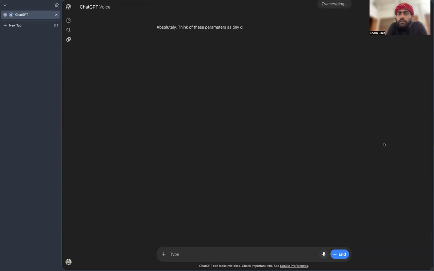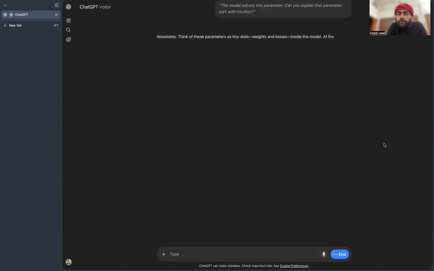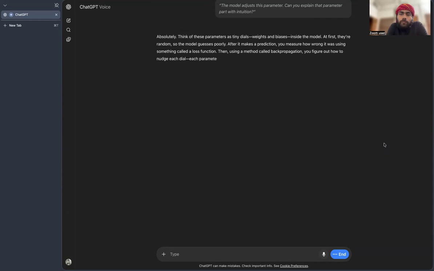Absolutely. Think of these parameters as tiny dials, weights and biases inside the model. At first, they're random, so the model guesses poorly. After it makes a prediction, you measure how wrong it was using something called a loss function. Then, using a method called backpropagation, you figure out how to nudge each dial, each parameter, so the next prediction is closer to correct. Over thousands of iterations, these parameters align to capture patterns, allowing the model to make smart predictions, like learning how language really works.